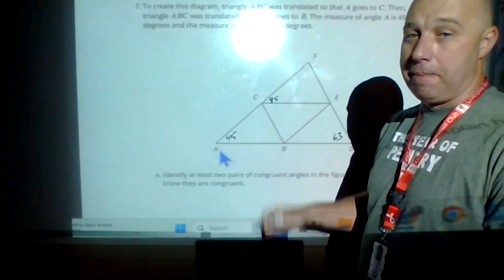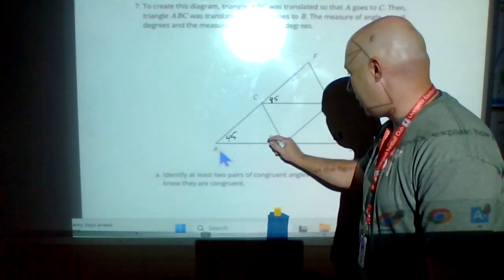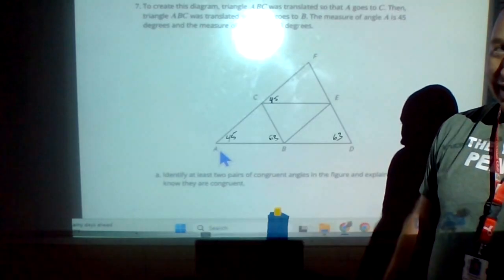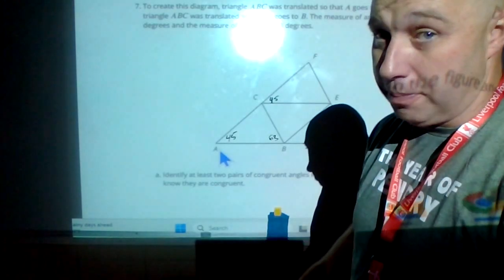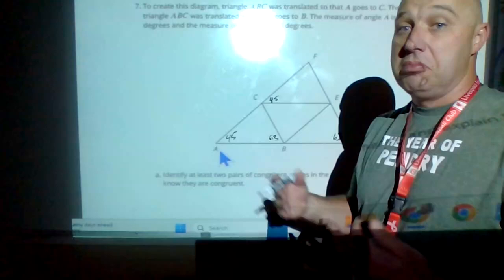So there's one pair. We know this is a translation, so this 63 had to have translated from over here. We know that that's 63. So there's another pair. You could say CBA and angle D. There's 2 pairs right there.